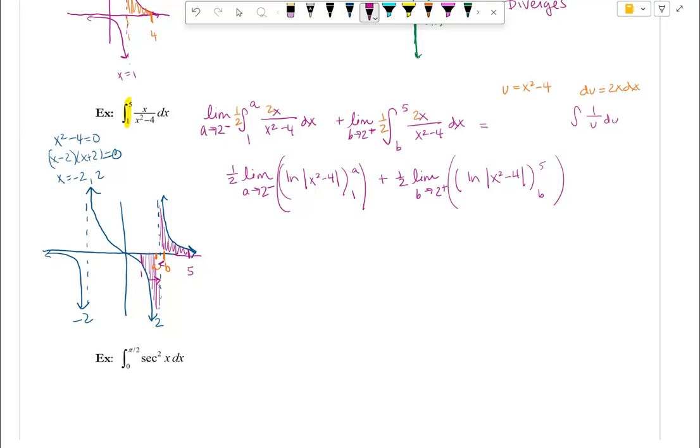All right, so when we go ahead and plug this in, I have 1/2 the limit as a approaches 2 from the left. When I apply the fundamental theorem, I am substituting my a and my 1 into my antiderivative. So I get a squared minus 4.